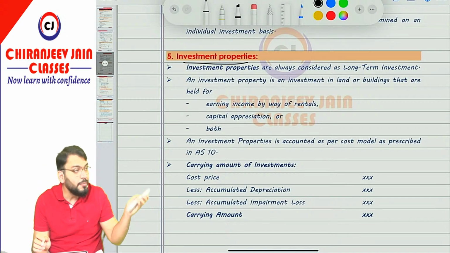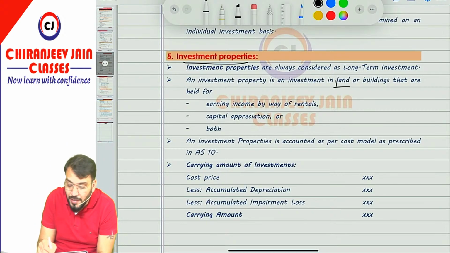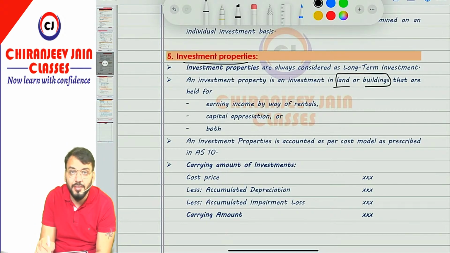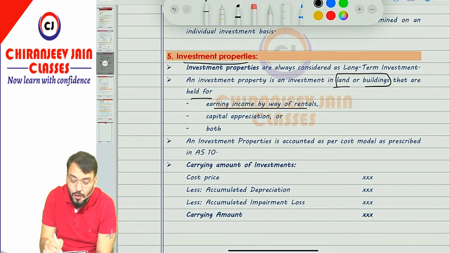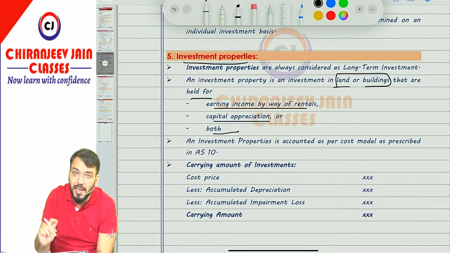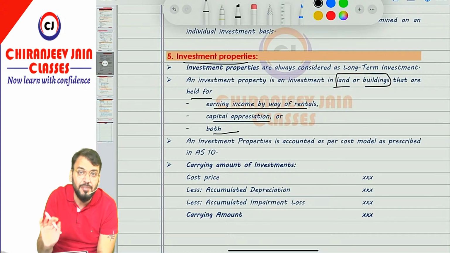So what is the meaning of investment property? Investment property is an investment in land or building. If you have made some investment in land or building that is held for earning income by way of rental or for capital appreciation or for both, that will be known as investment property.